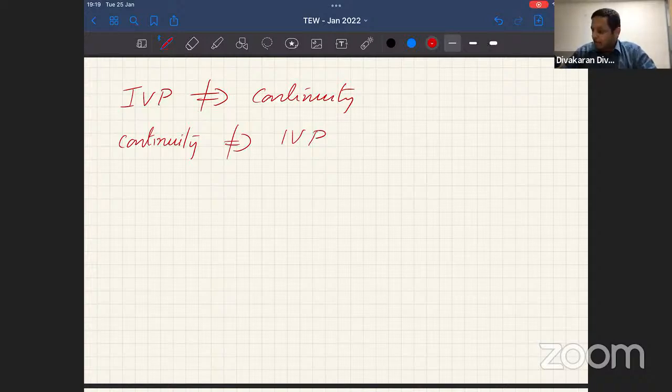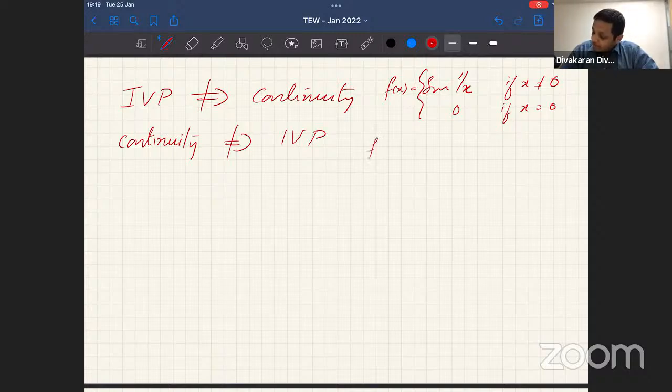IVP does not imply continuity. The example was our sine 1 by x function. Of course, not just sine 1 by x, it's the more complicated function, f of x equal to sine 1 by x if x is not equal to 0, and 0 if x is equal to 0. So this function illustrated that IVP does not imply continuity. And the other function that showed that continuity does not imply IVP was this example.